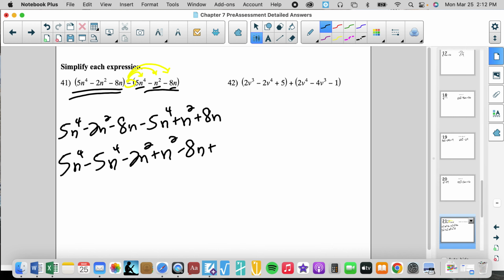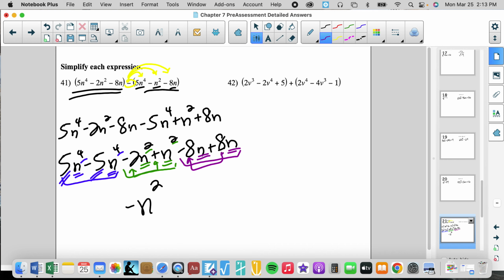And the reason why I put them in standard form here is just so I can see the like terms. These are like terms because they have the same variable to the same exponent. That means we are going to combine their coefficients. 5 and negative 5 cancel out. We have these as like terms because they have the same variable to the same exponent, so we're going to combine their coefficients. Negative 2 and positive 1 leaves us with negative 1, and then we bring down the variable, n squared. And what do we notice about these two terms? They are also like terms, and their coefficients cancel. So my final answer is going to be negative n squared.